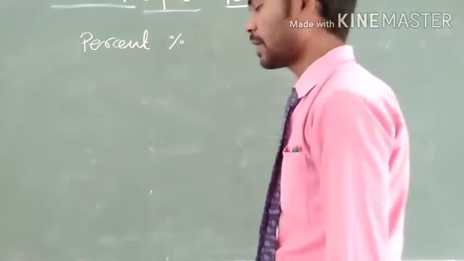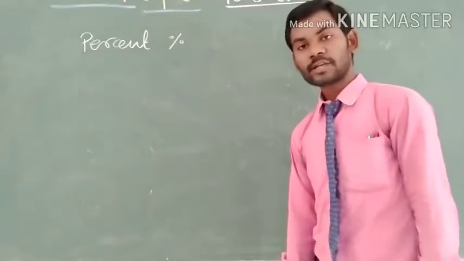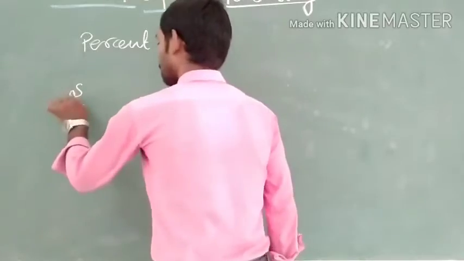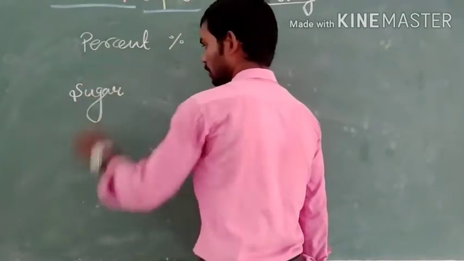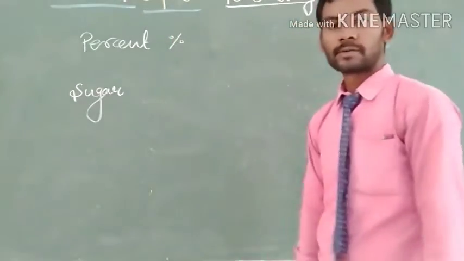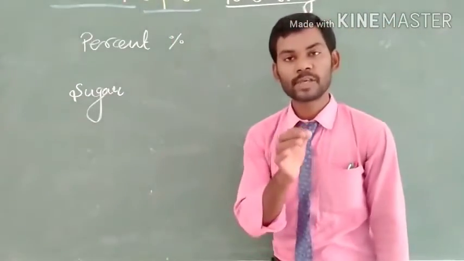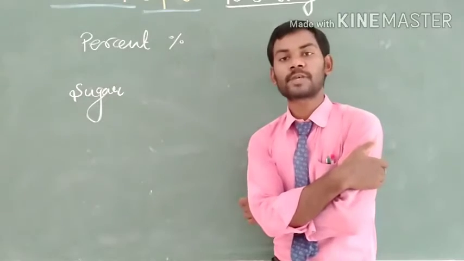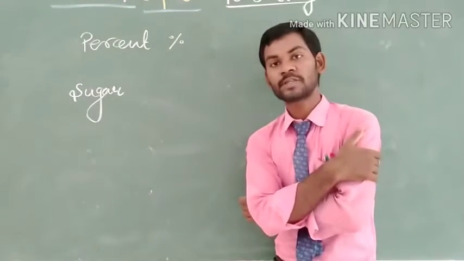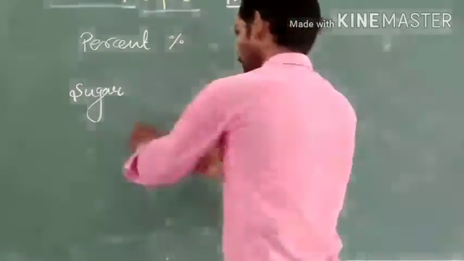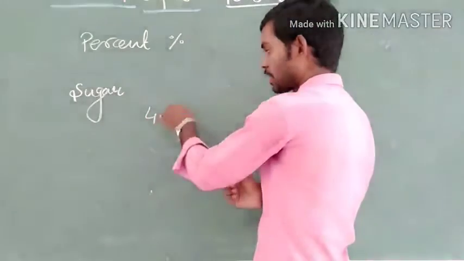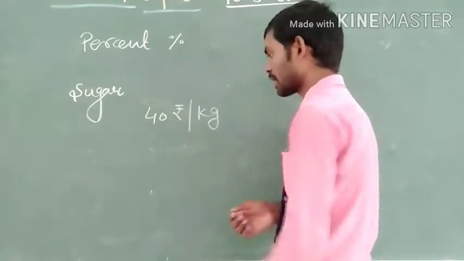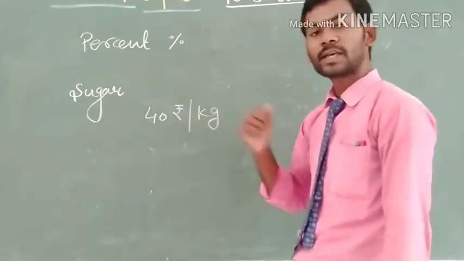Whenever we go to market to buy something, suppose that I want to buy sugar. I will first ask the shopkeeper the rate of sugar. The shopkeeper will reply, 40 rupees per kg. We will say 40 rupees per kg.